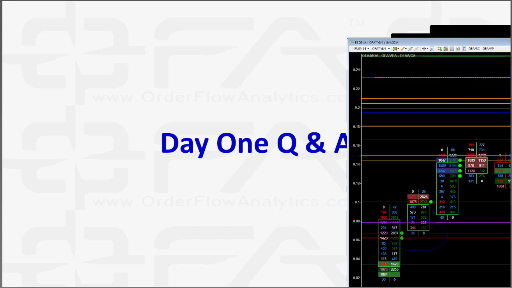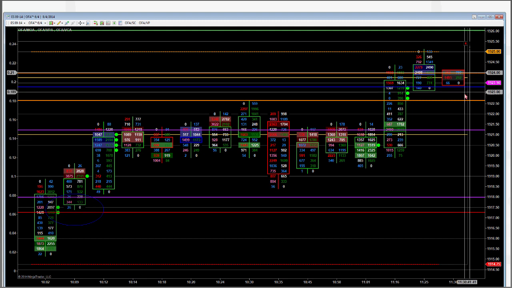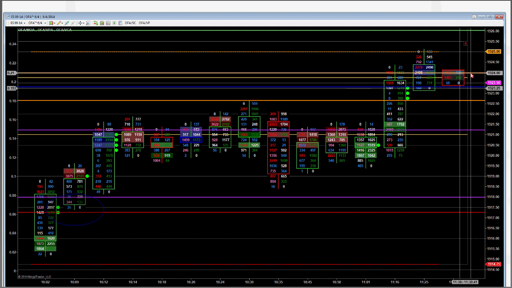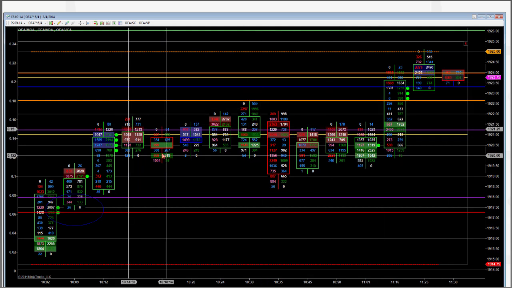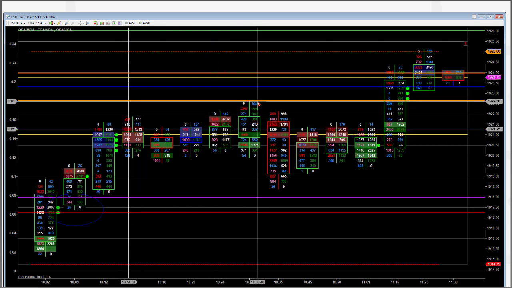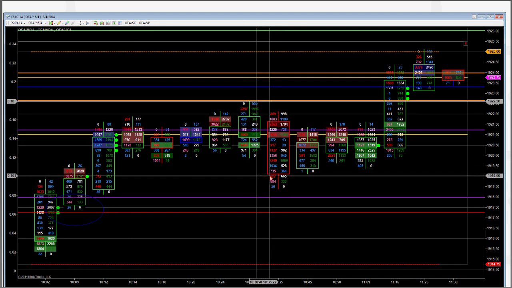So on this chart, for example, I have the open marked right here. I have my open swings marked by orange. Here's my opening swing high, opening swing low. And for example, when price came back up to the opening swing low, you can see what happened. We started getting rotation back down.